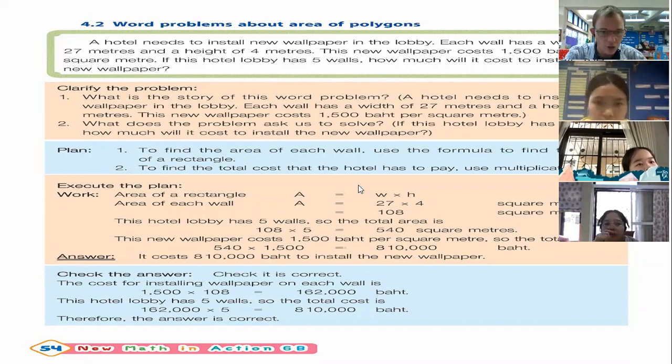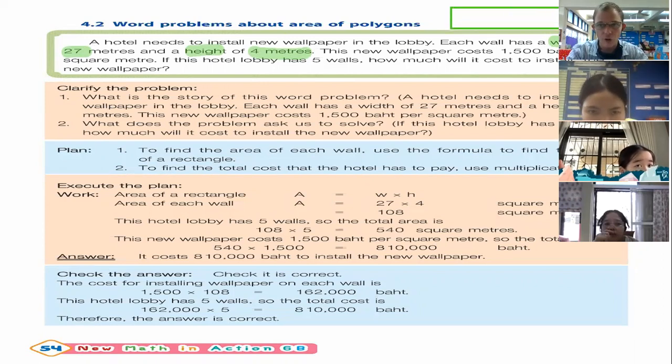So for this first one on top here, we'd first read what they say. The hotel needs to install new wallpaper. Okay, so we know it's about new wallpaper. Each wall has a width of 27 meters and a height of 4 meters. If we read that, we already know we are working with a rectangle. Now you can also draw a picture for yourself to make sure that you understand. So the width is 27 and the height is 4.